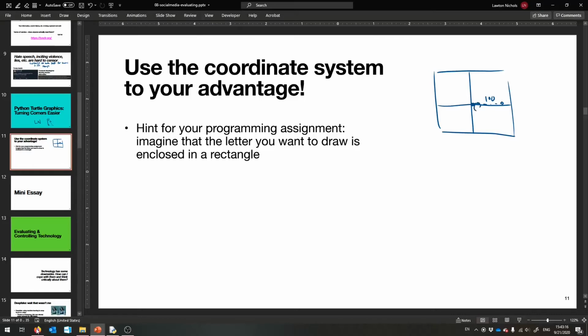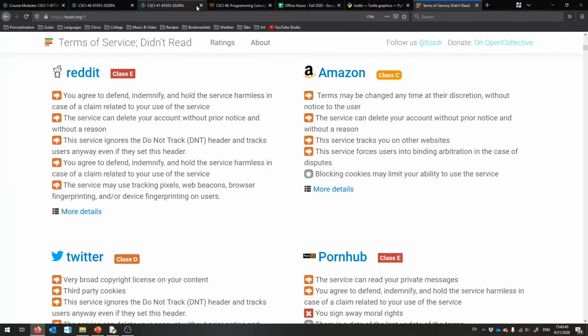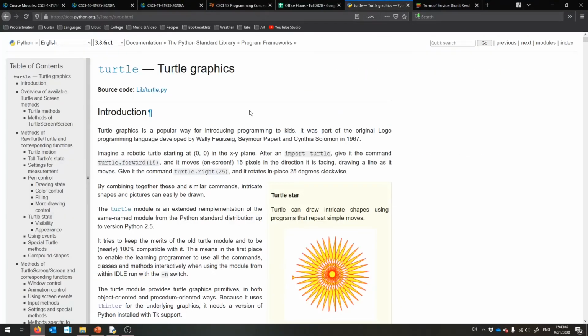So if the turtle starts out at 0, 0, you can move him to certain places by just saying, hey, move here. And that's a bit kind of cheating, but it works. The turtle will respond to the go to an XY coordinate command. Okay, and let's see what that's called. There it is, turtle graphics.